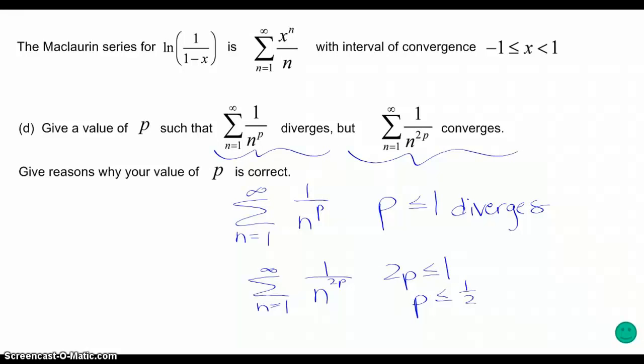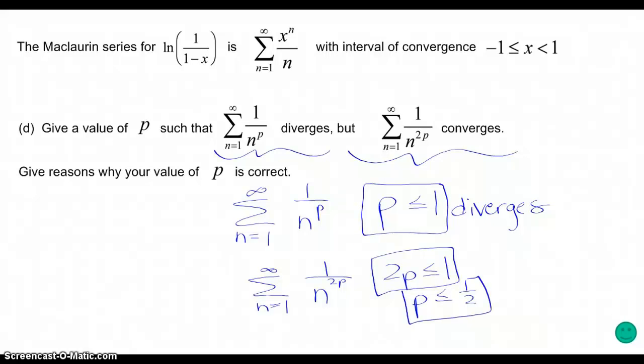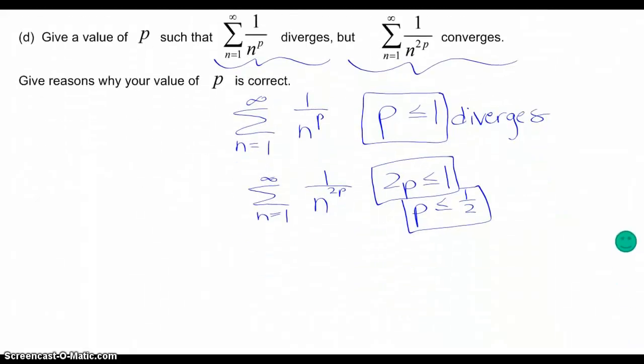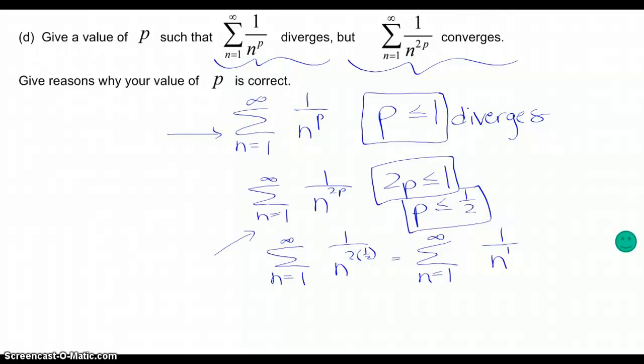Well, let's try it. All I did was take this, and where it has a p, I put a 2p, and then I solved that for p. So let's say I plug that in, because we want this one to converge. We've already proven the first one diverges. It's the generic p series. So let's rewrite this one, substituting in 1/2 for p, and let's see if we can prove to the AP reader that we know that it converges. All right? Well, it doesn't.